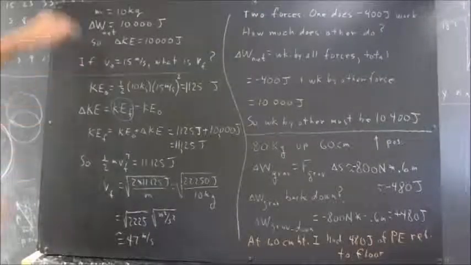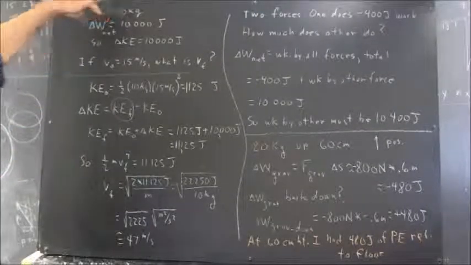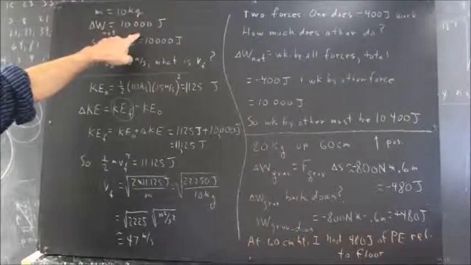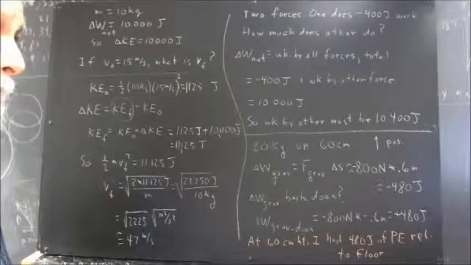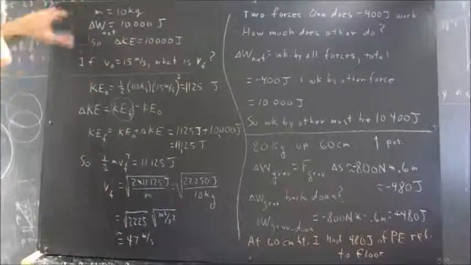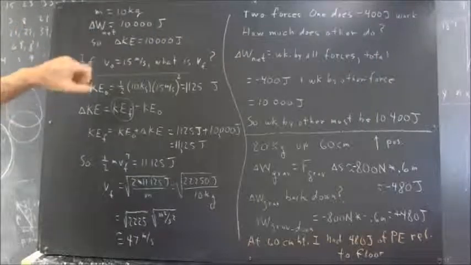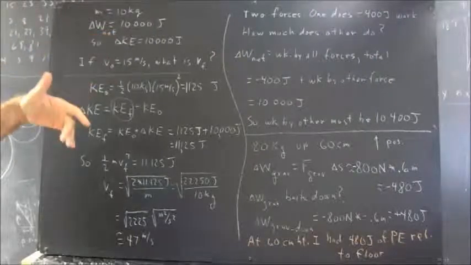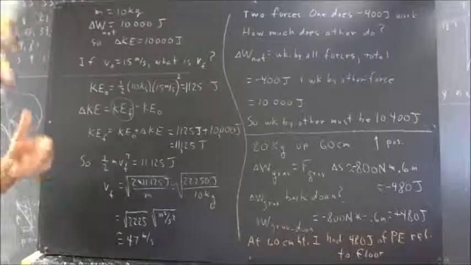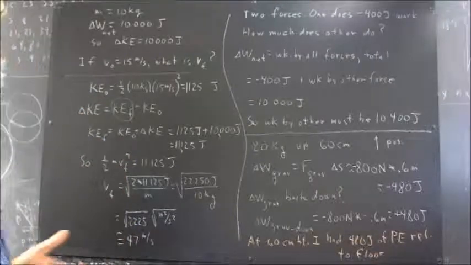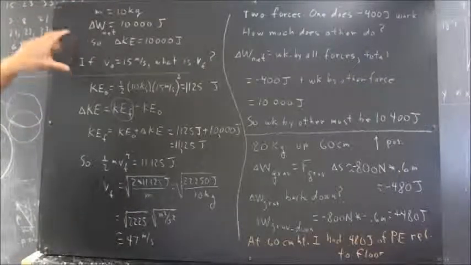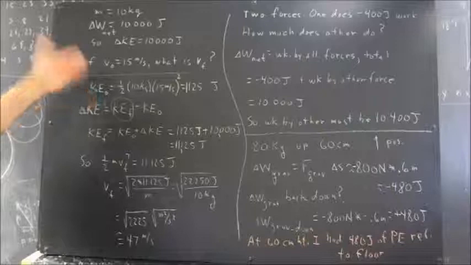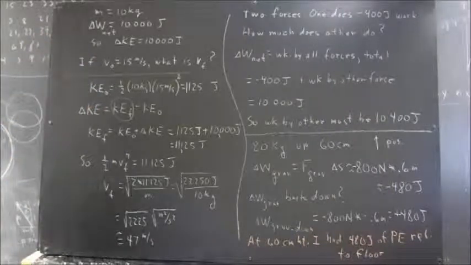Now, if we know that the mass of the object is 10 kilograms, the work done by the net force is 10,000 joules, then we know that the change in kinetic energy is 10,000 joules. Now, this is identical to the situation before, but in the situation before, we found our final velocities by using the fourth equation of uniformly accelerated motion. This time, we're going to find the final velocities, and we're going to get the same results. We're going to find the final velocities using just the energy information.